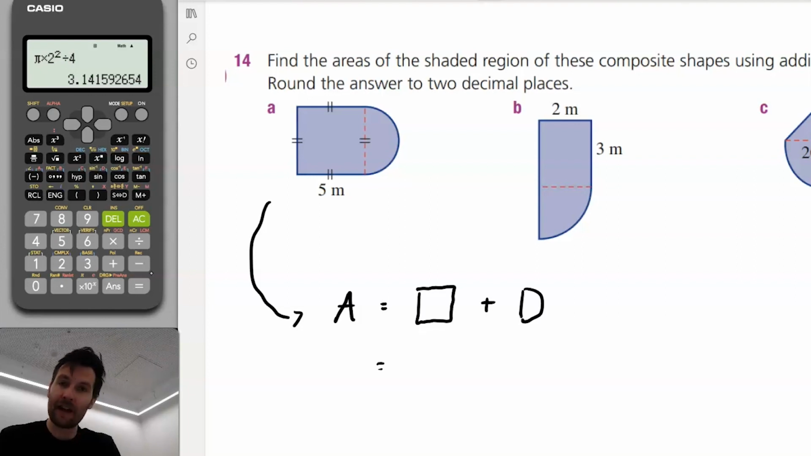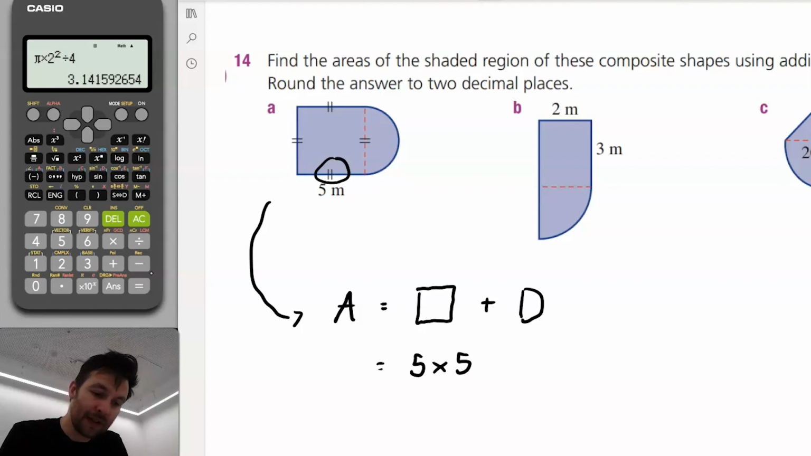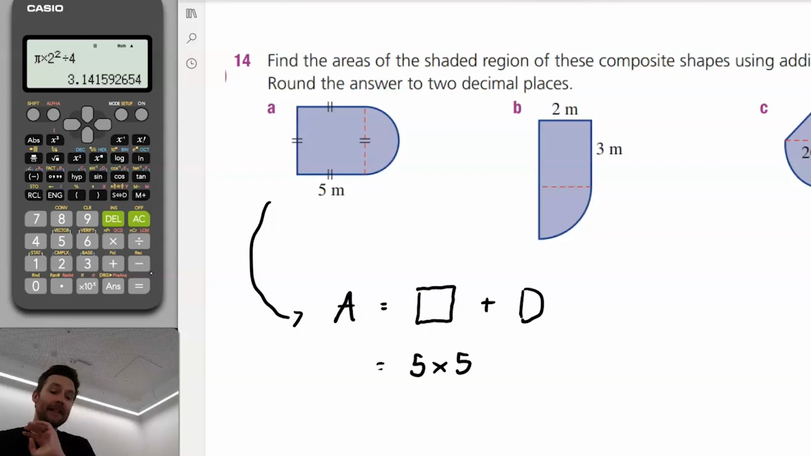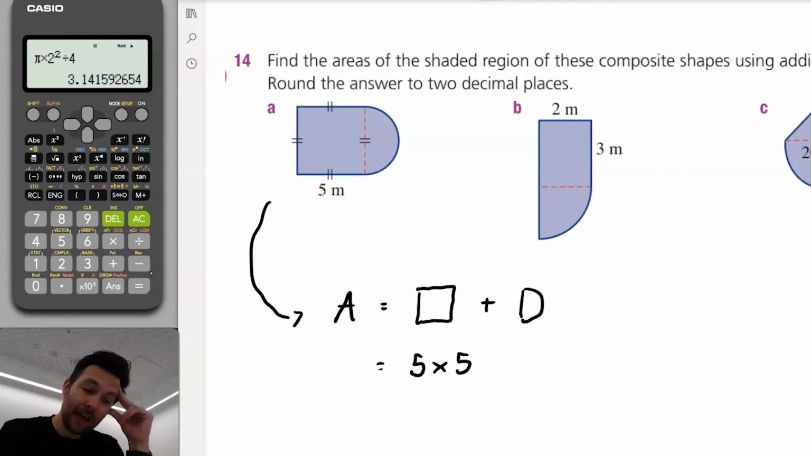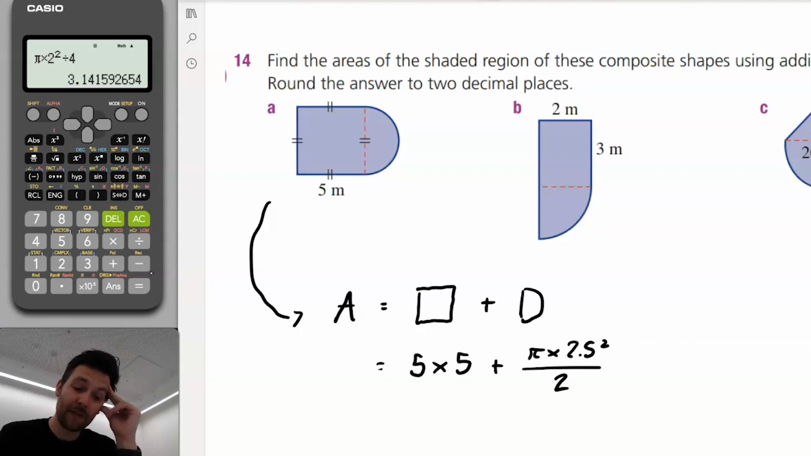Then what we want to do is find the area of each of those. We can find the area of a square, it's length times width or base times height or whatever. So 5 times 5. And we know that they're the same because we've got those little markers on like that. That's how we know it's a square straight away. And then similarly for that semicircle, if that distance is 5, the radius is going to be half of that. So 2.5. So we'd need to do pi times 2.5 squared divided by 2, because it's half a circle.